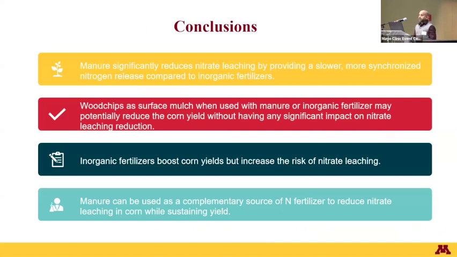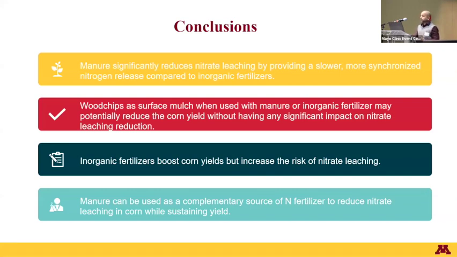Here are some conclusions from the study that I just presented. We can say that use of manure has shown to be a valuable tool for reducing nitrate leaching. And unlike inorganic fertilizers, manure provides a slower, more synchronized release of nitrogen, which allows for better crop uptake and minimizes nitrogen losses to the environment.